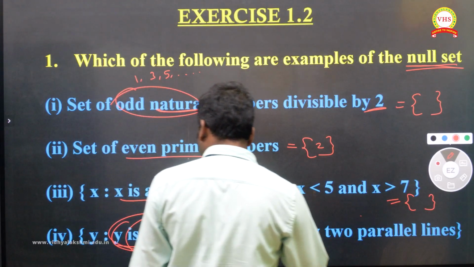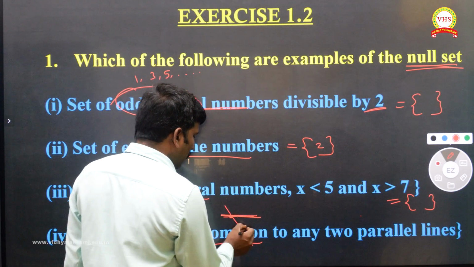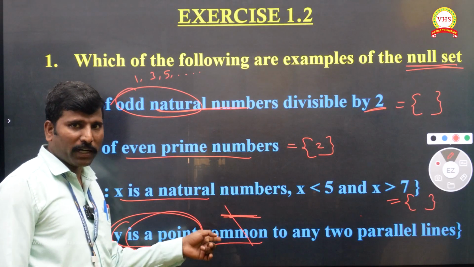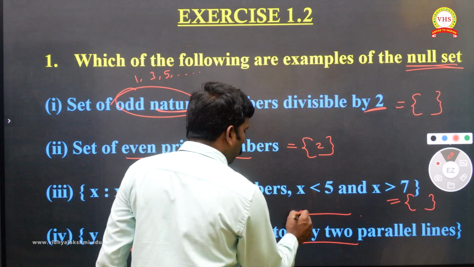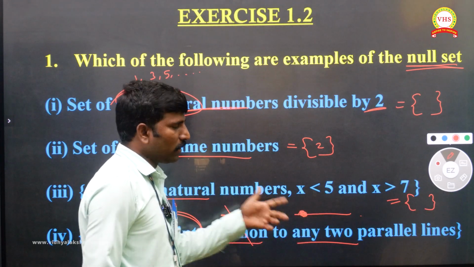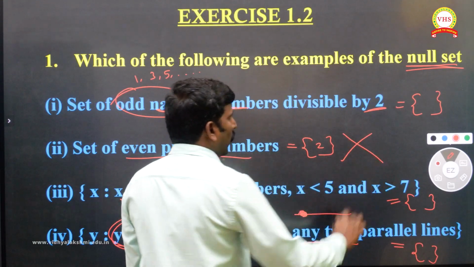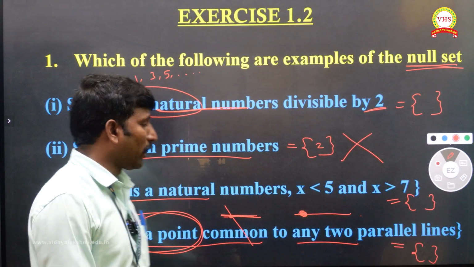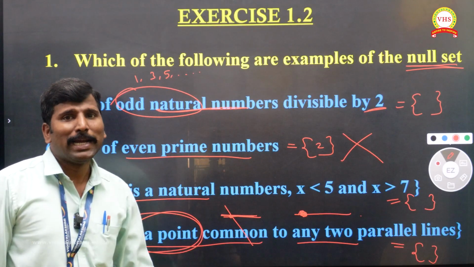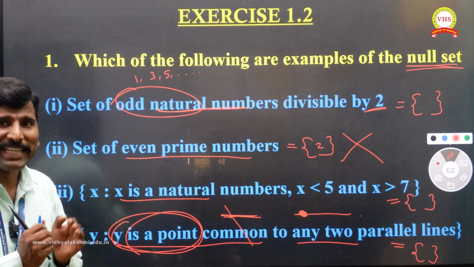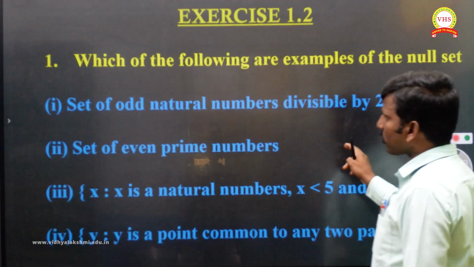That is also empty, my dear, because one point can never be common to parallel lines. That will be intersecting lines only. One point is common to intersecting lines. But parallel means you have to draw like this. How will this point be common to both lines? That is also empty. Okay, so you have to think carefully. So the second one alone is not a null set. The first, third and fourth ones are null sets. Null set in the sense I said, empty set. We understand, children? Right.